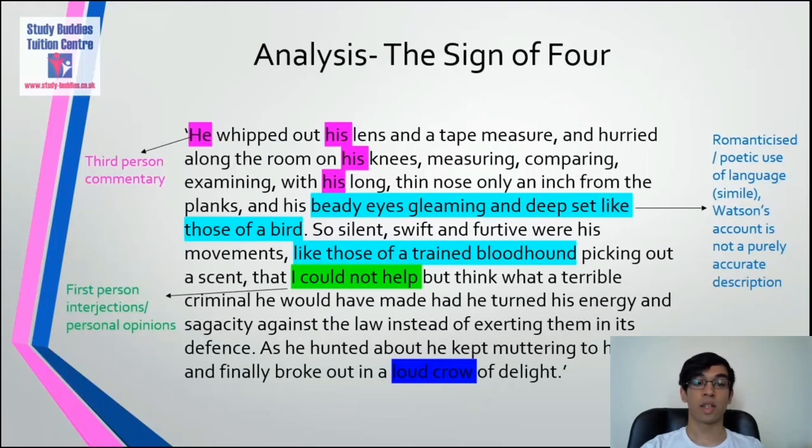As you can see where it's highlighted in green, he says, "I could not help but think what a terrible criminal he would have made." This is his own personal opinion about how good a criminal Sherlock could be if he decided to work against the law instead of for the law.